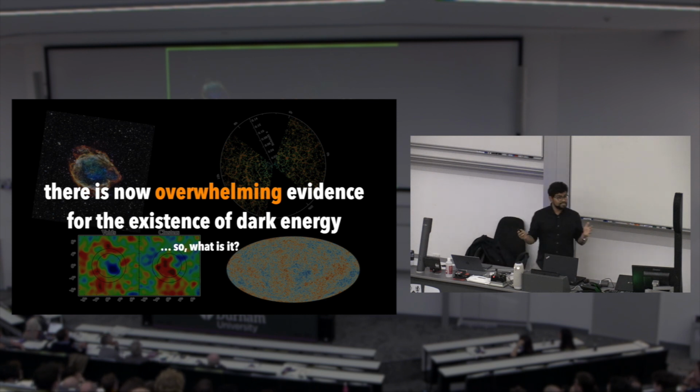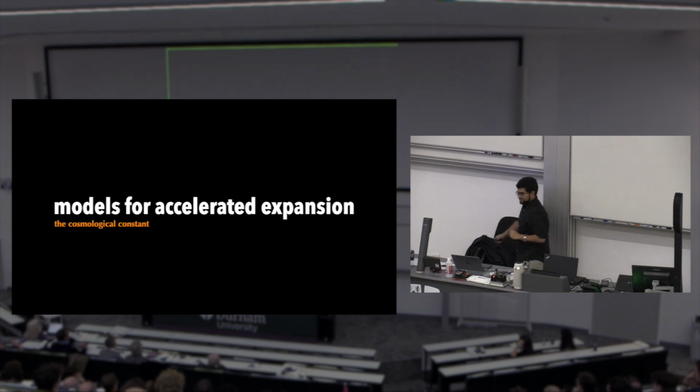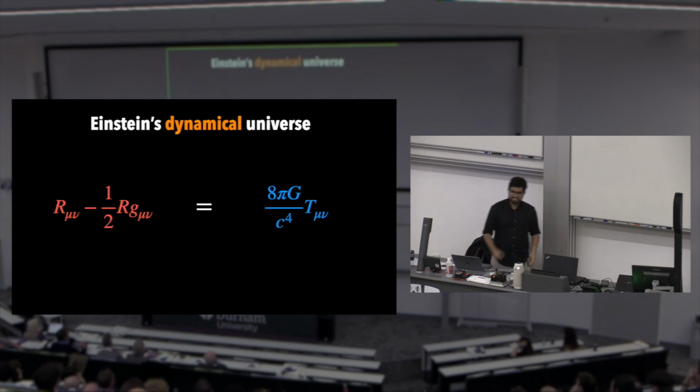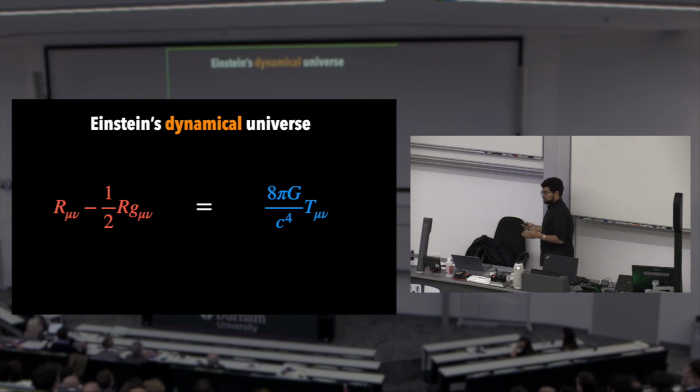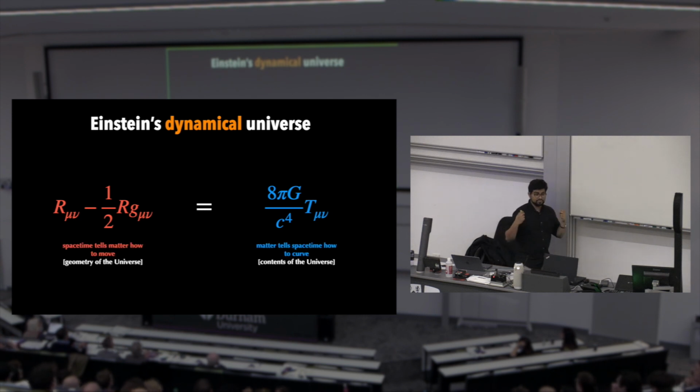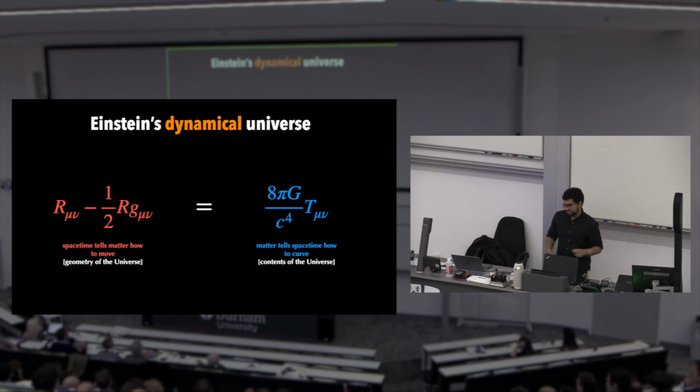So perhaps the leading model for accelerated expansion is the cosmological constant that we obviously heard about before. And its origins, as Jim sort of alluded to earlier, was for rather a different reason, which is if we go back to this famous equation again, which tells you about the contents of the universe and how they relate to the geometry of the universe.